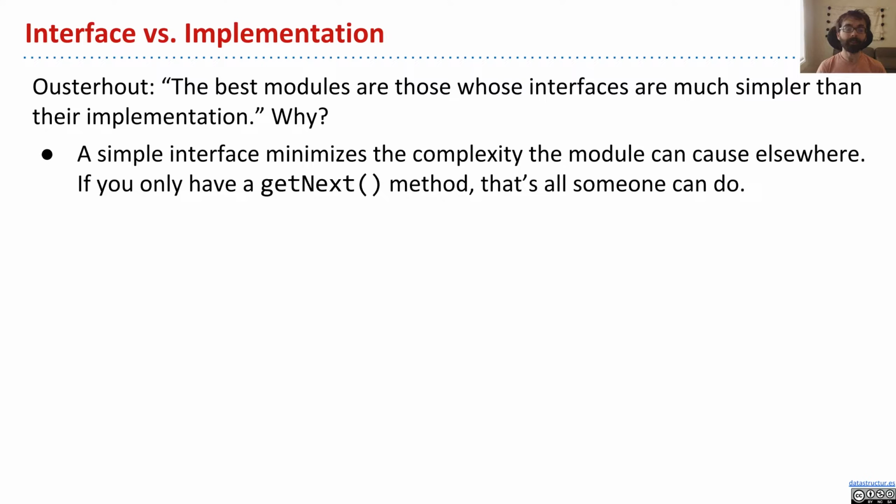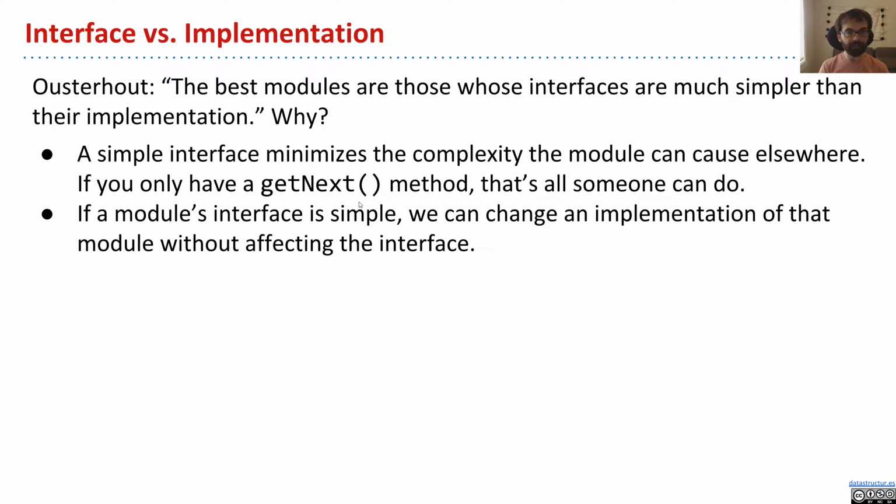Well, a simple interface would be, for example, something like an iterator which only has a hasNext and a next method, or even simpler, maybe just a getNext method. By having a really simple interface, that only gives you so many things you can do with a module. So someone using this class that only has a getNext method doesn't need to worry about rewinding or something like that. The only thing you can do is call getNext, so using that module is very simple.